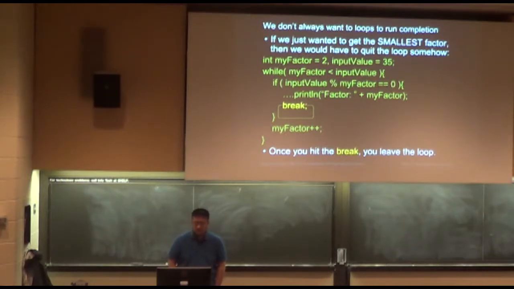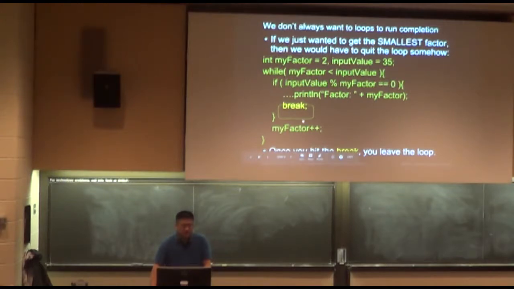The most important thing to know about the break command is that when you hit it, it only leaves the closest, the most tightly nested loop that contains the break. So if this break is contained within this while loop, then it breaks immediately out of the while loop and runs the first command after that while loop. If there's another loop outside this, the break does not affect the exterior loop.